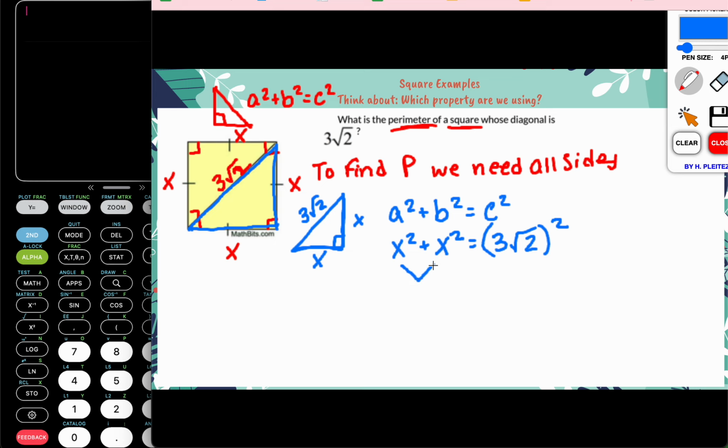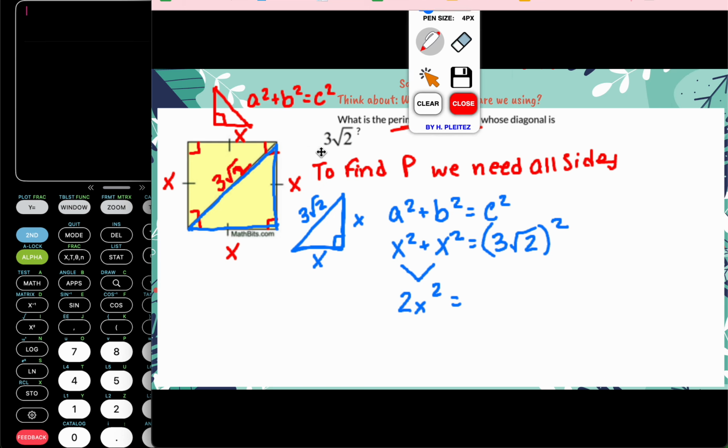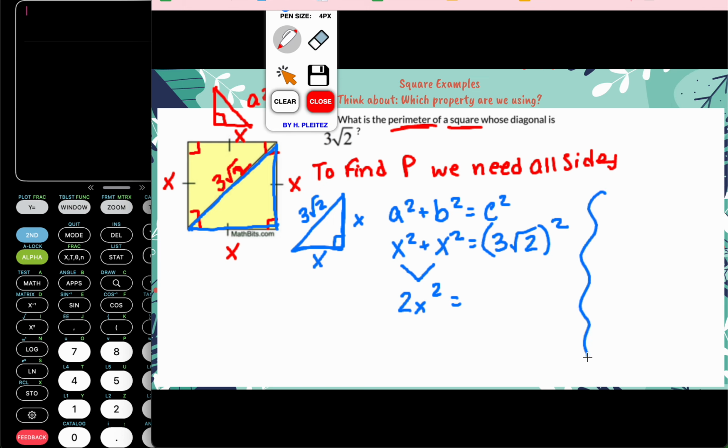Now when we combine these, we're going to get 2 times x squared equals, and when you're doing 3 times radical 2 squared, what you need to do is square each term. We'll do that over to the side here. Technically we need to do 3 squared, and then we need to take radical 2 and square that as well. So when we square 3, we're going to get 9, and then rad 2 times rad 2 is just going to be 2.